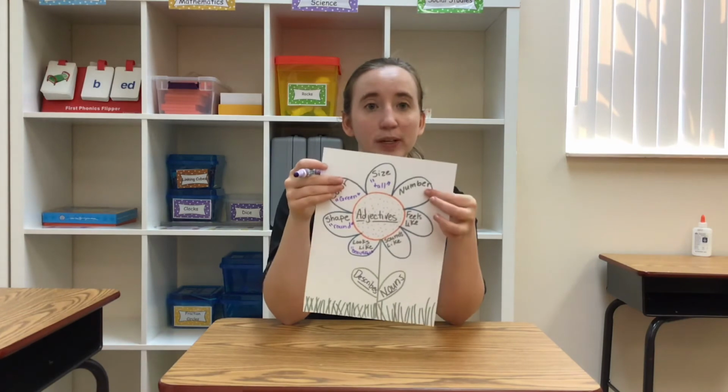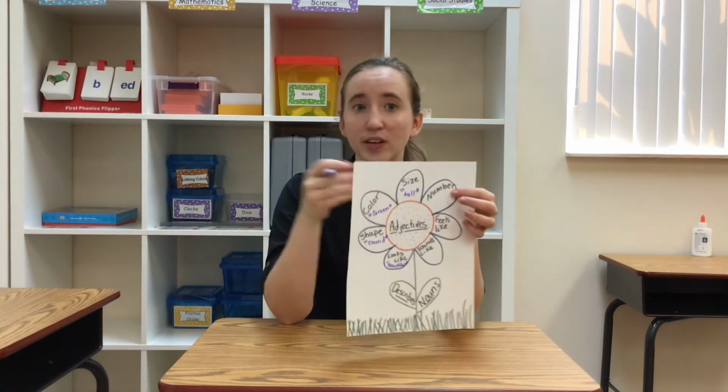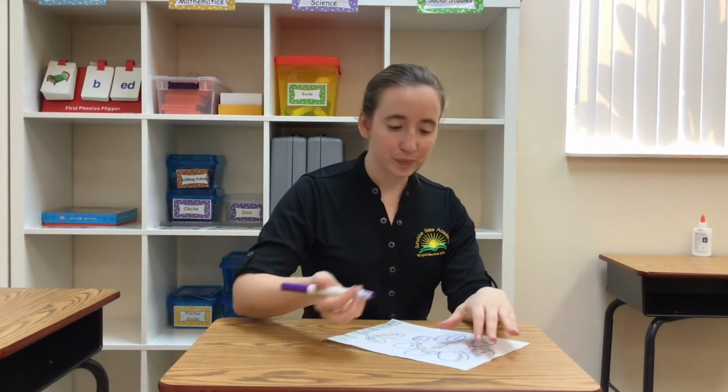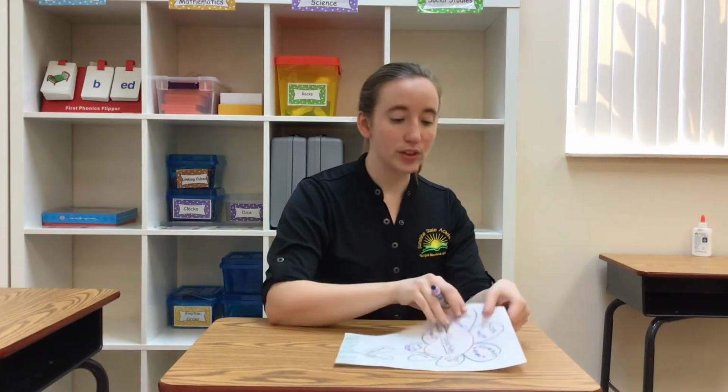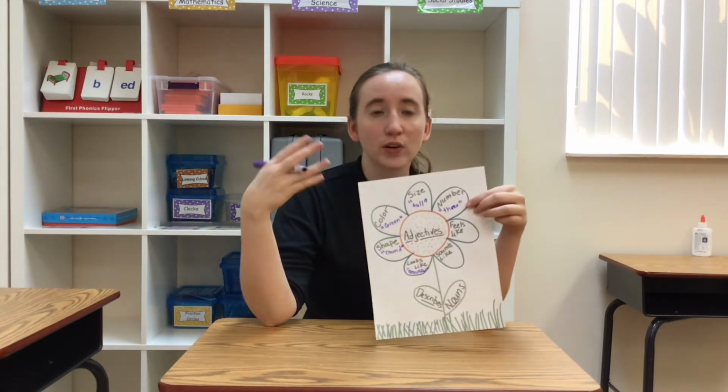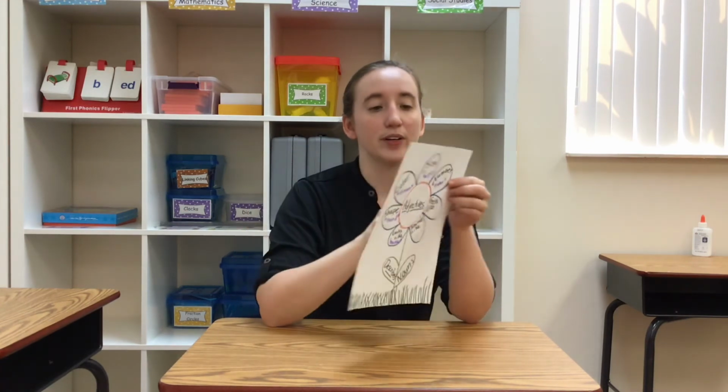After size, I have number. So the number or the amount of something you have is another adjective. So I can say I have 3 fish. 3 is describing how many fish you have. So we're going to use 3 here. So think about other numbers you know, other quantities that you can use to describe your nouns.